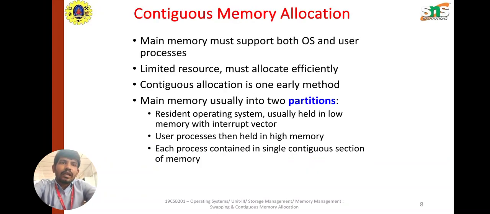Now contiguous memory allocation. Main memory must support both the OS and user processes. It is a limited resource and must be allocated efficiently. Contiguous allocation is one early method. Main memory is usually divided into two partitions. The resident operating system is usually held in low memory with the interrupt vector, and user processes are held in high memory. Each process is contained in a single contiguous section of memory.